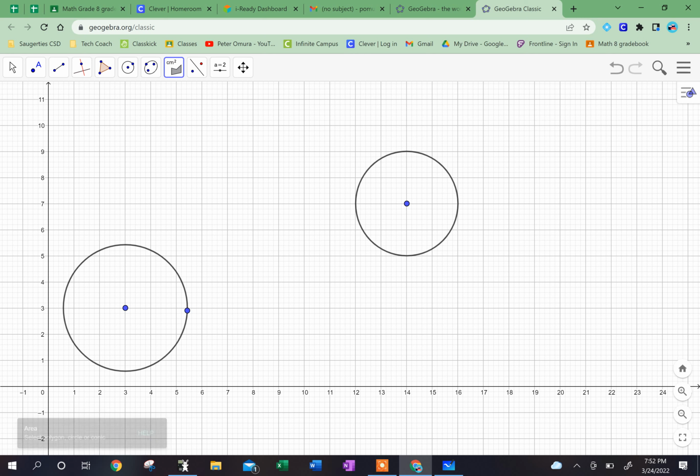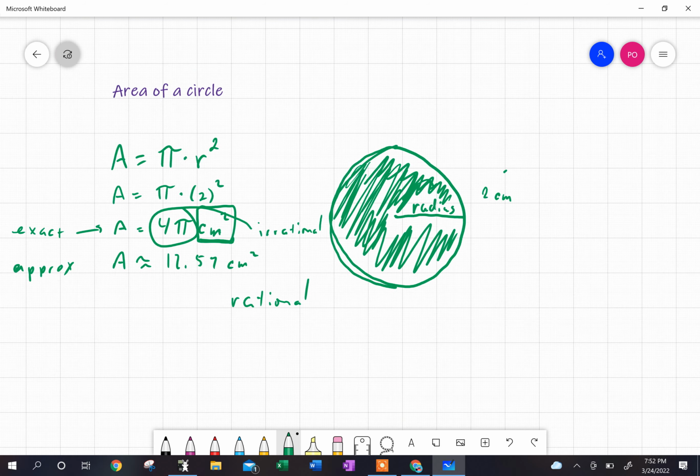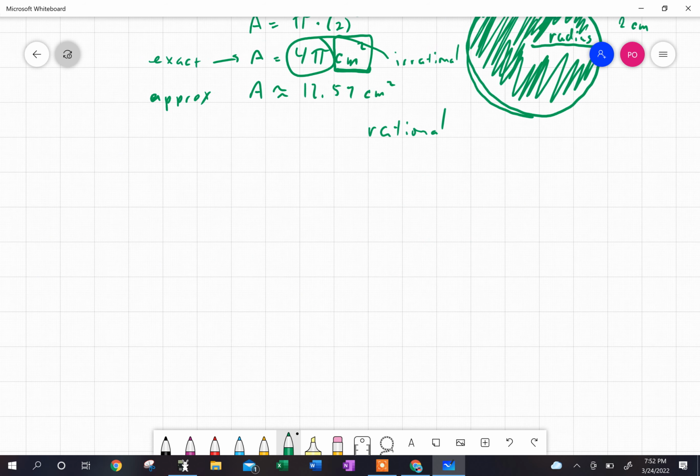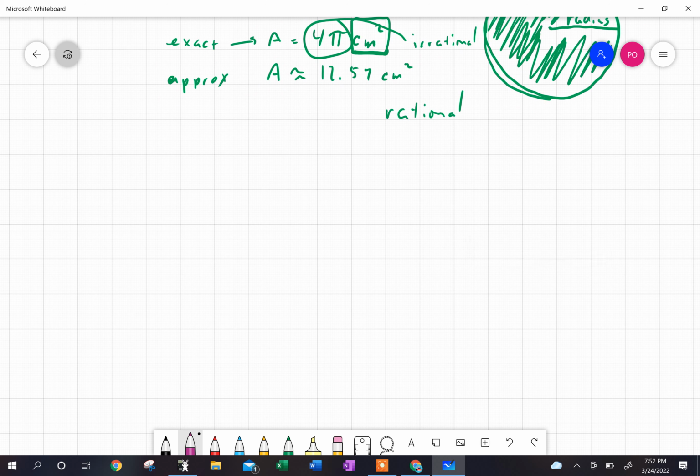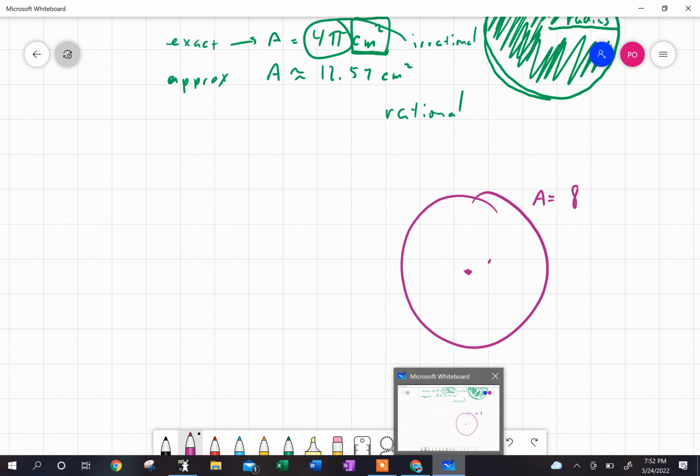So I want to find out what my radius is. The area of this circle is 18.43 centimeters squared, approximately. So if I start with the circle, and I know the area, area equals 18.43 centimeters squared. How do I find the radius?